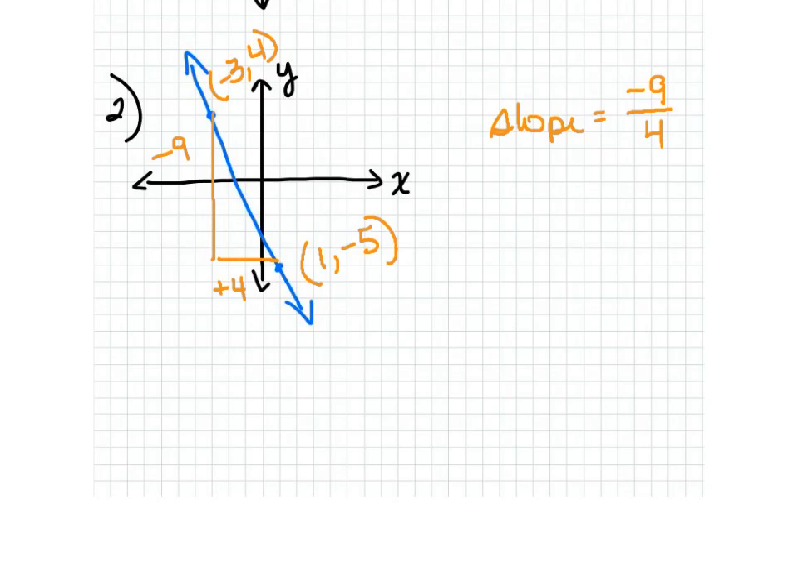All right? The way that I always like to go from point to point is from left to right. So I chose this point to go first. So I went down 9 and to the right 4. Okay, so -9, +4.